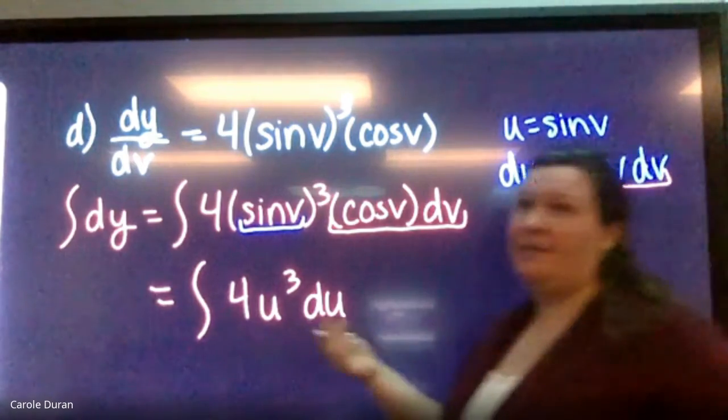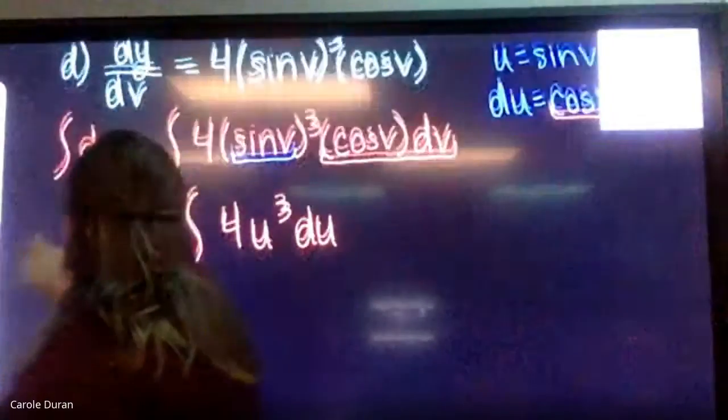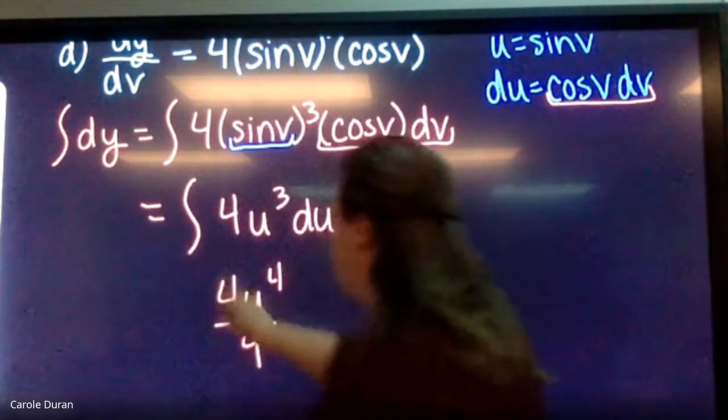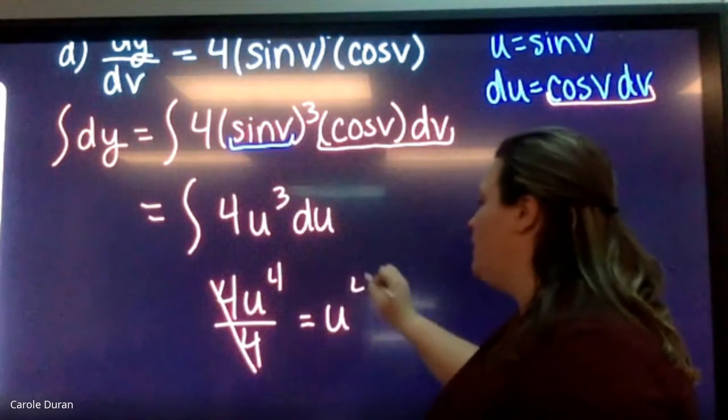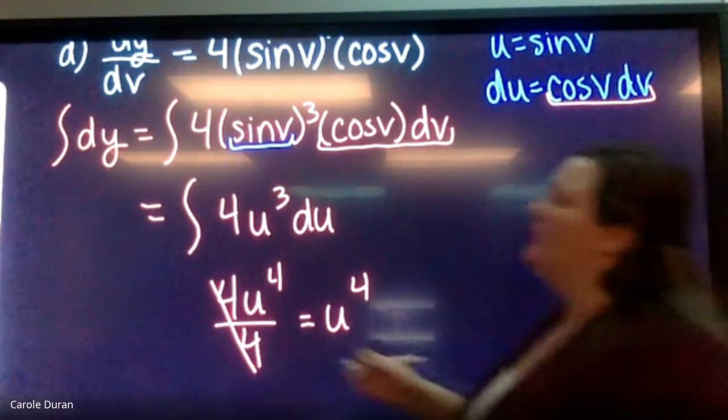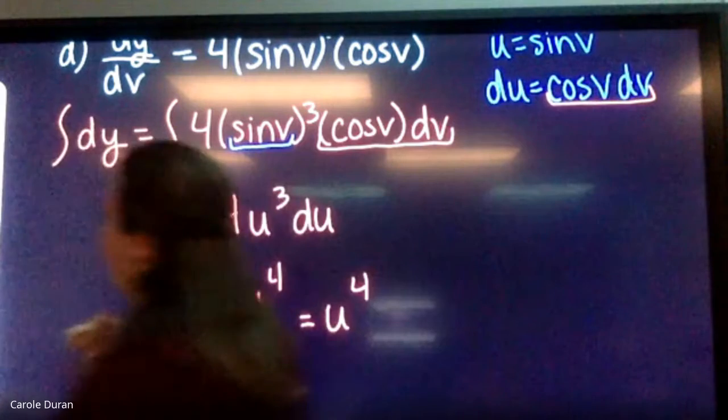U to the fourth. Just use the form, right? Because when I antiderive, I'm going to get 4u to the fourth, and then I divide by the 4, and that just gives me u to the fourth. U was not originally part of my function, so I need to put in what u was, and that was sine of v.